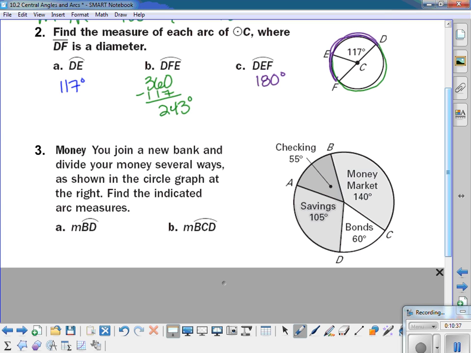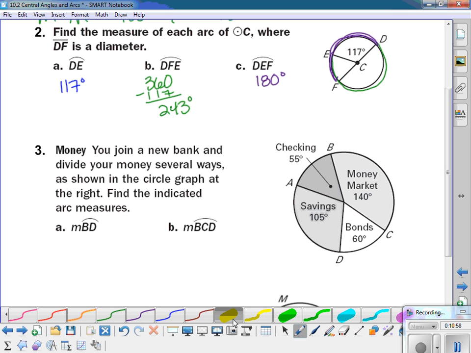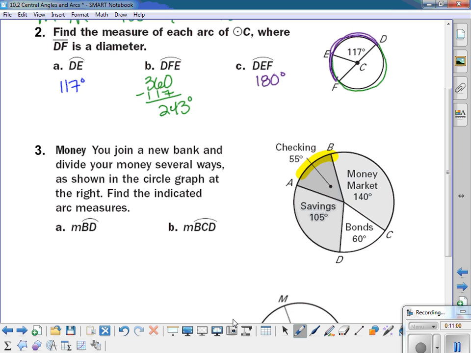All right, this is our lovely book again, trying to make everything real world. So you join a new bank and you divide your money several ways. They give you a circle graph, but really all we want to know is angle measures, because that's what we always do when we make circle graphs, right? Measure the angles. All right, so the measure of BD. What do you guys think? From B over to D.